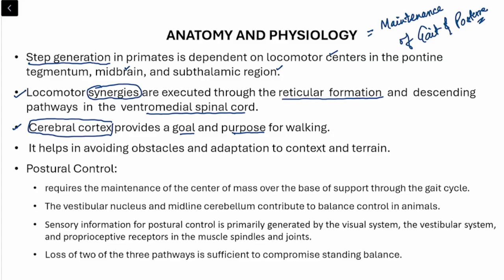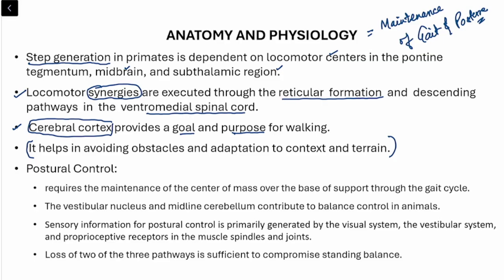in the formation of gait and maintenance of gait and posture. It helps in avoiding obstacles and it helps to adapt to the terrain, right? If the terrain is not even, or if the terrain is even, we will change our stance and change our gait accordingly. That is mediated by the cerebral cortex, because the cerebral cortex knows what is going to come next, right? So it somehow controls the lower pathways and it somehow manipulates the gait.